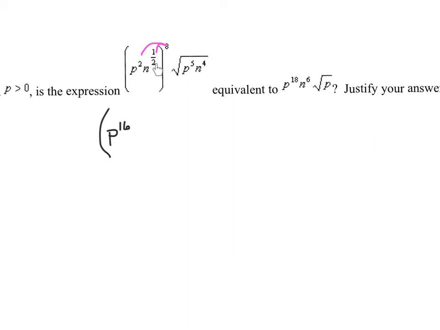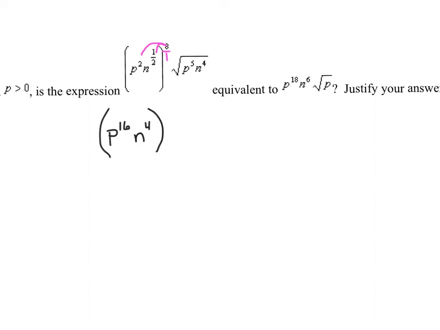And then 1/2, half of 8 is 4. Or if you want to think about it, let's put this 8 over 1. 1 times 8 is 8, and 2 times 1 is 2. So we get 8 over 2, which simplifies. 8 divided by 2 is 4. So we can rewrite this as n to the 4th.